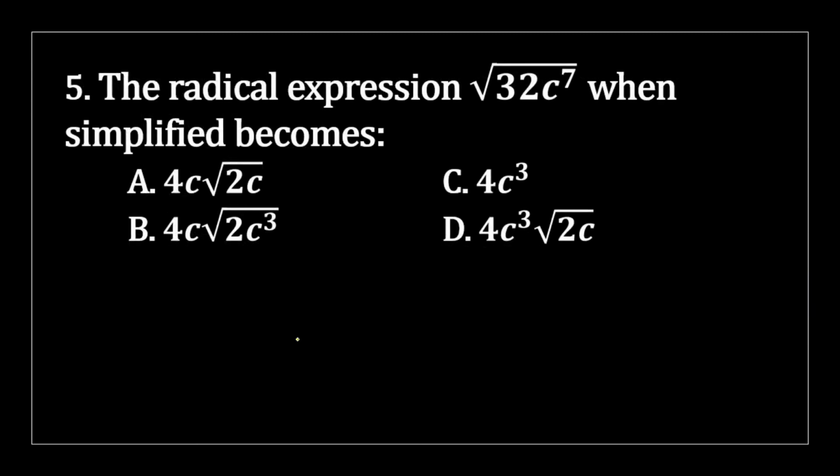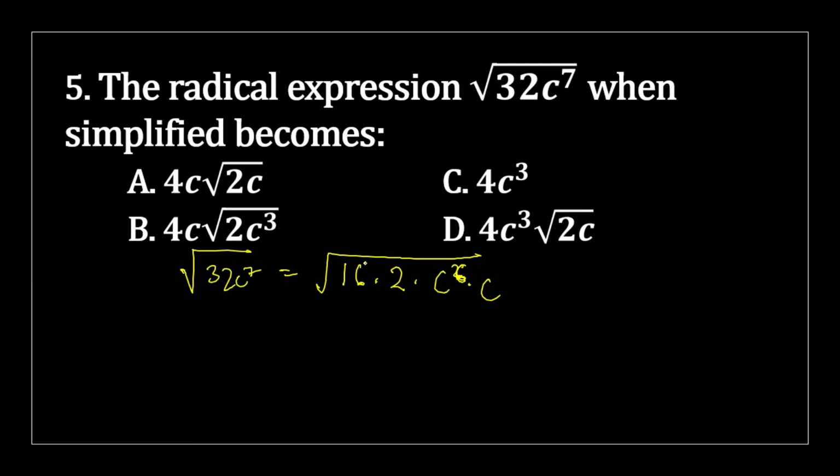Number 5, the radical expression root of 32c raised to 7, when simplified becomes. Again, to answer this, let's factor out the elements inside the radical in such a way that there would be a perfect square. The factor of 32 that is a perfect square is 16 multiplied by 2. The factor of c raised to 7 that is a perfect square is c raised to 6 times c. If we multiply this, it will become c raised to 7.